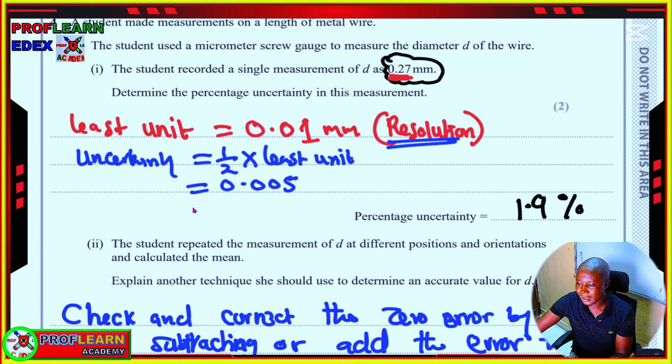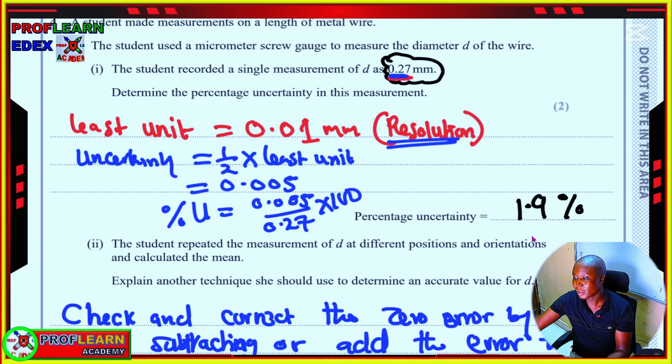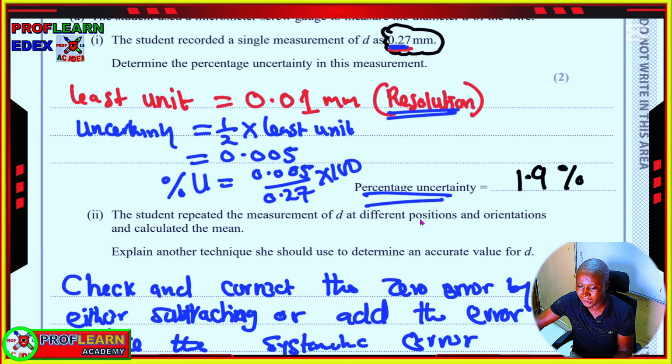This is going to be 0.005. Then percentage uncertainty will be 0.005 divided by the value you were given, which is 0.27, times 100. If you work it out, you are going to get your answer equivalent to 1.9. Remember, I told you to put the sign anytime you are working out percentage uncertainty, and give your answer to one significant or 2 significant figures, nothing more than that.